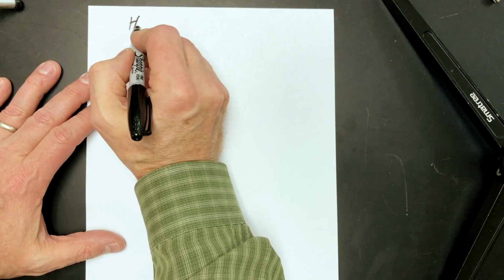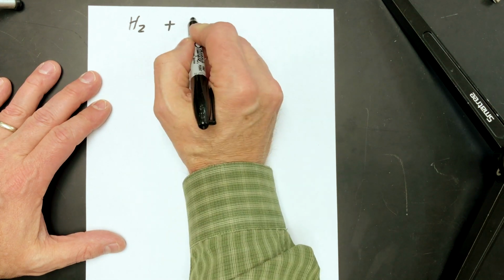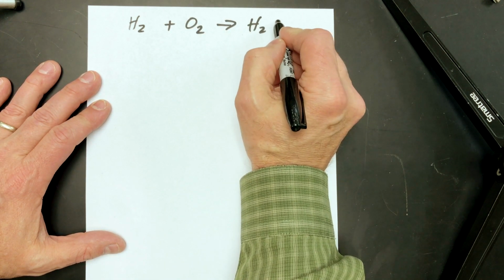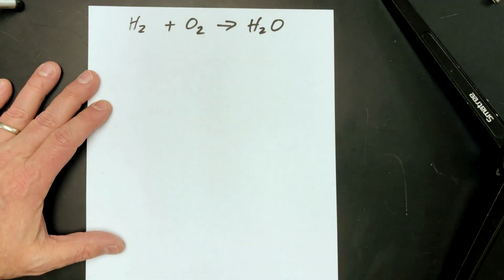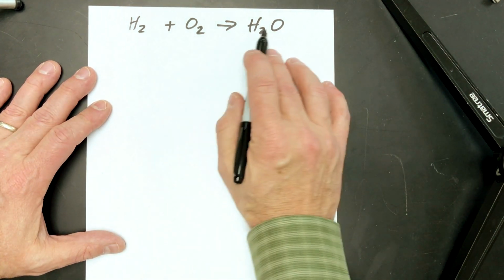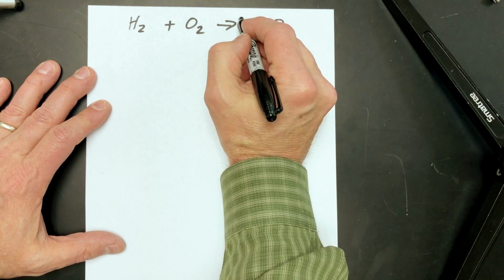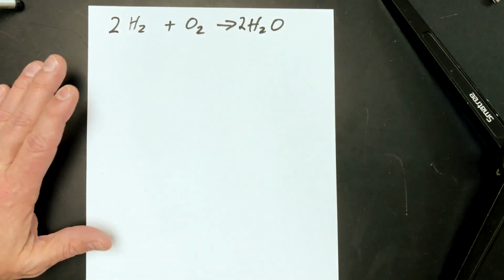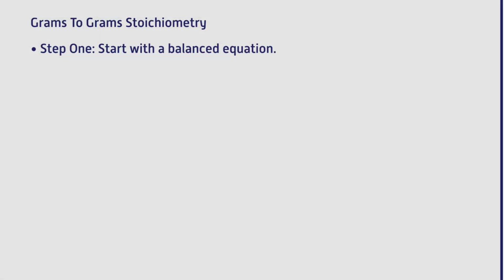So we start with the balanced equation, and that equation is H2 plus O2 yields H2O. Now I need to put my coefficients in. In order to get the 2 over here, this is going to become a coefficient of 2, and that's going to require a coefficient of 2 here. So step one is the balanced equation.